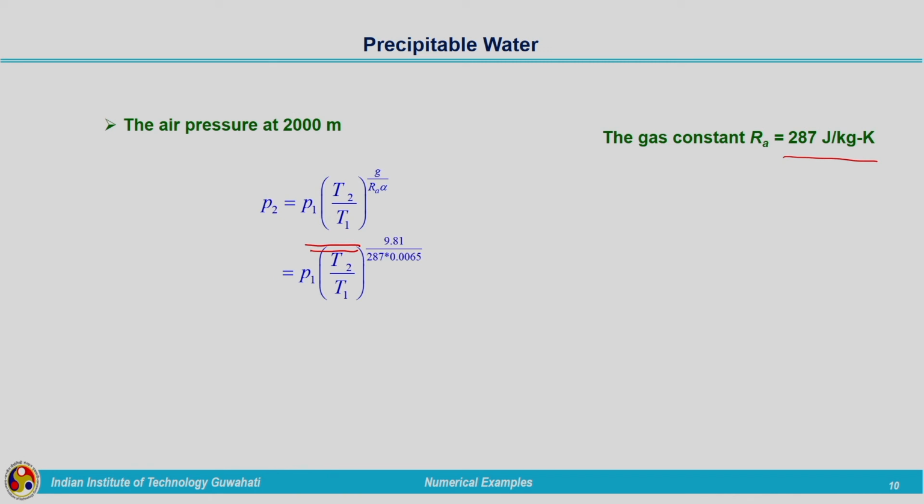So, we can substitute the values here, that is P1 times T2 by T1 to the power of this ratio, that is coming out to be 5.26, and after that we are going to substitute for T2, T1 and P1. So, the value can be calculated to be 80.31 kilopascal. So, the air pressure at an elevation of 2000 meter is calculated as 80.31 kilopascal.